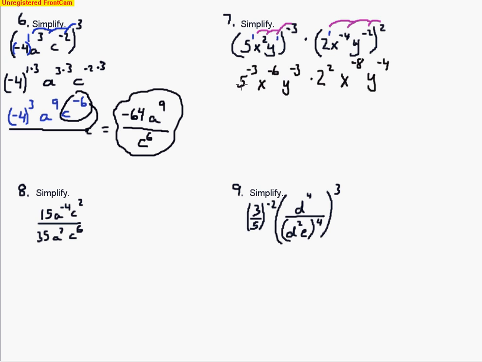So no common base with the 5, so I'm just going to rewrite that. But I'm going to bring the other coefficient, 2, next to it. Now, again, I could go ahead and multiply out those 2's, but I'll just leave it in the exponent form for now. And now take the x's.